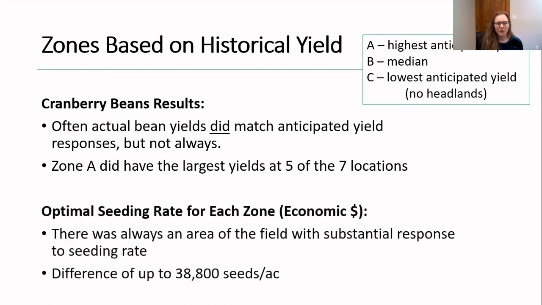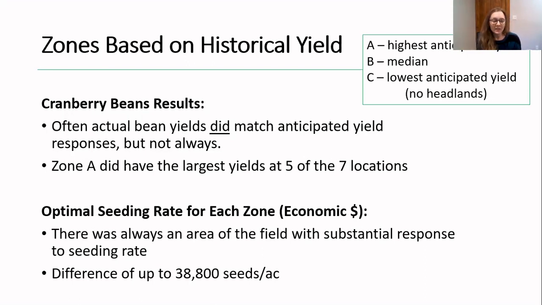So when we look at what was the optimal seeding rate for cranberry beans in each part of the field, in the cranberry beans, there was always a part of the field that had a good response to changing seeding rate. So as we increased seeding rate, the yield changed significantly, which wasn't really the case in the whites.